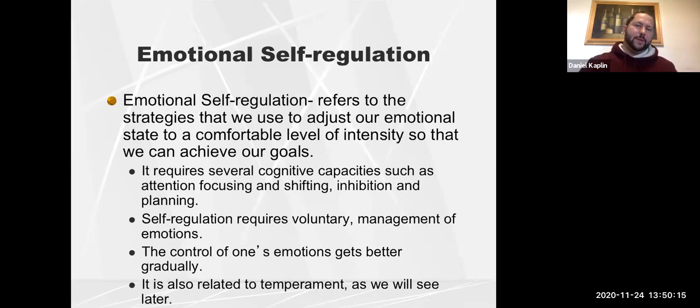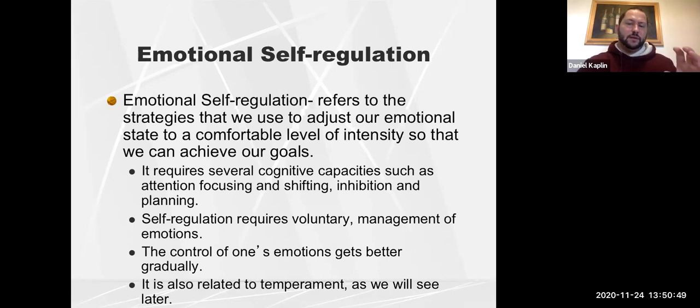Now, we talked a little bit about emotion self-regulation, right? Emotion self-regulation is our ability to adjust our own emotional state to a comfortable level so we can achieve our goals. The scenario I gave with one's employer or supervisor, your goal is to be able to feed your family. Your goal is to be able to pay your rent or your mortgage. So as an adult, you understand you can't just lash out, but it requires different abilities.